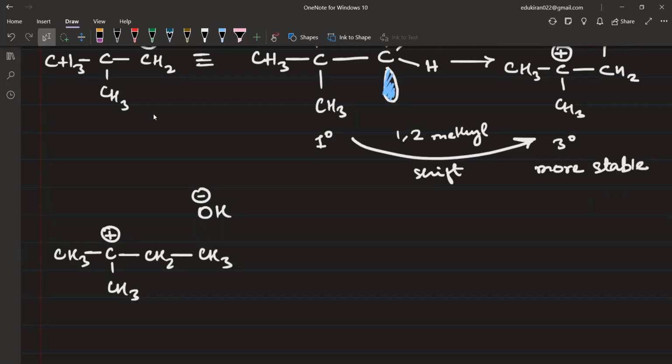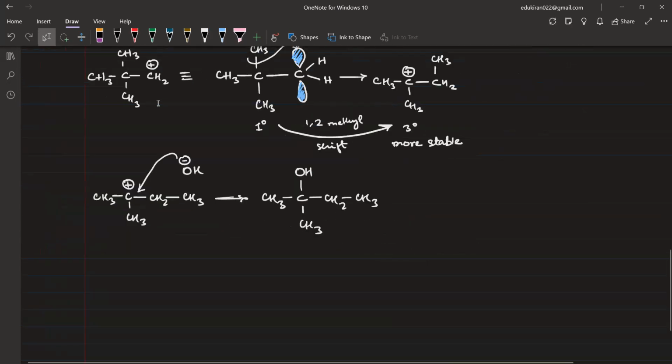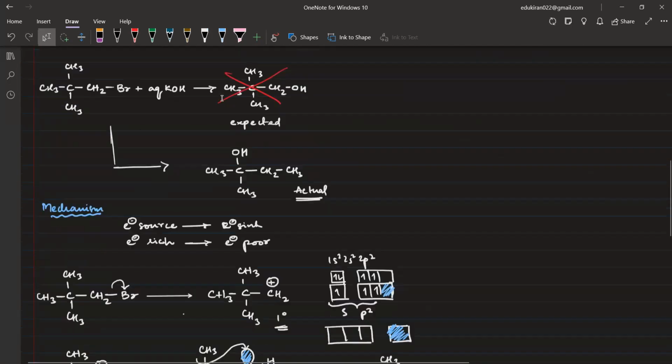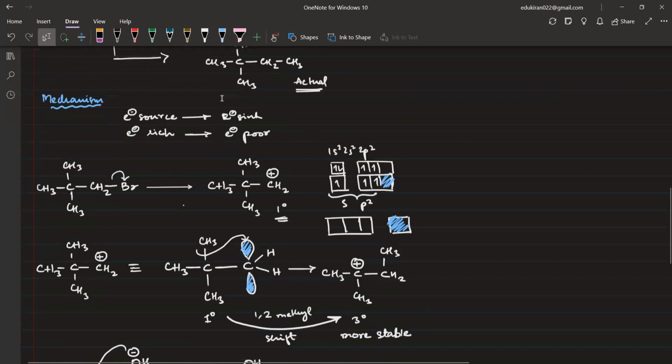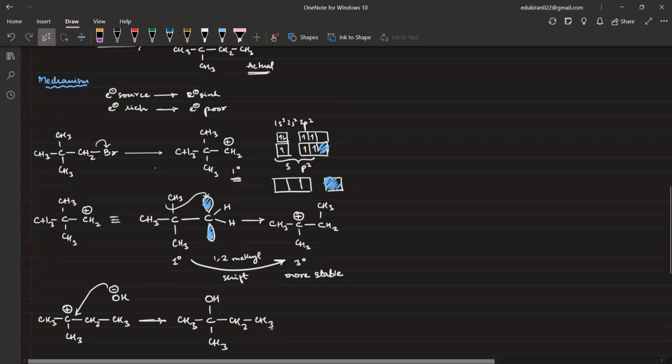This is the attack of the nucleophile, because if you know in SN1 what happens, there are two steps: formation of carbocation and then the attack of the nucleophile. So this oxygen is going to attack this carbon atom, with CH3, carbon, CH3, CH2 and CH3, and we are going to get this OH here. Okay, so as you can see, this is the actual product, and we have also proved this through the mechanism, and we have explained why we are getting this product. So please write this down, and we'll talk a bit more about the rearrangement in carbocations.